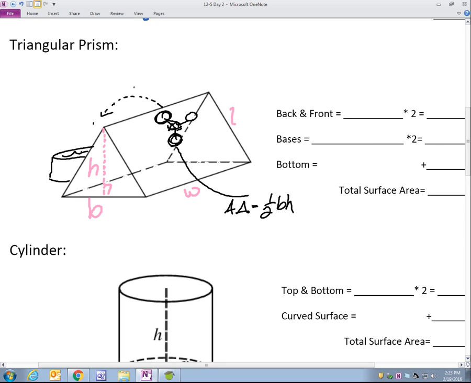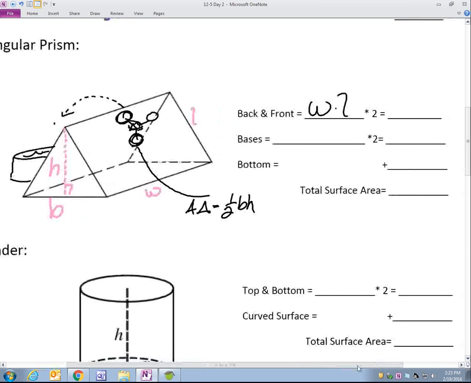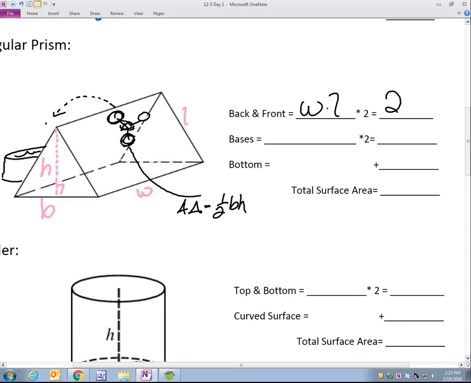So I have back and front. Back and front is going to be length times width, isn't it? Because here's the front, the one that the cyclist is jumping over. So we have width times length. We're going to multiply that by 2, so it becomes 2WL.